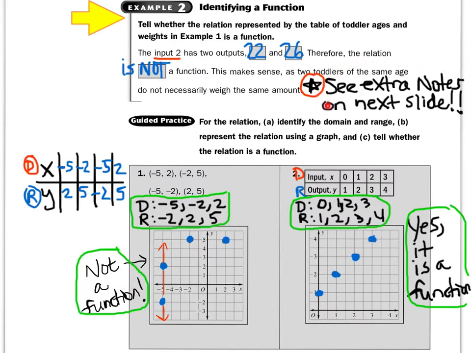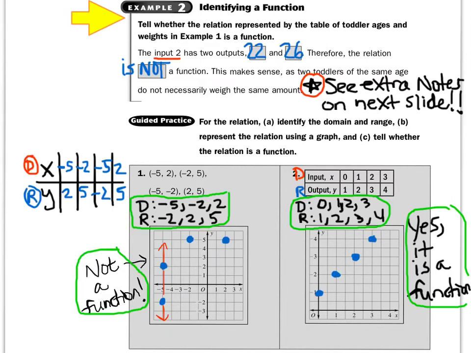Now I'm going to explain this a lot more in the extra notes on the next slide. So you're going to take some extra notes down at the bottom of the page. But right now I just want you to know that if an input has 2 different outputs, that means it is not a function.